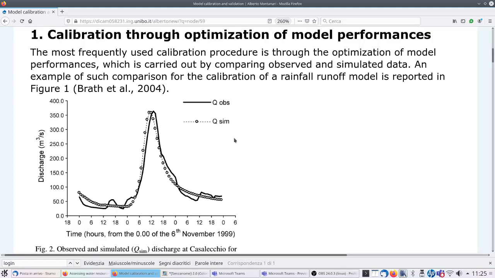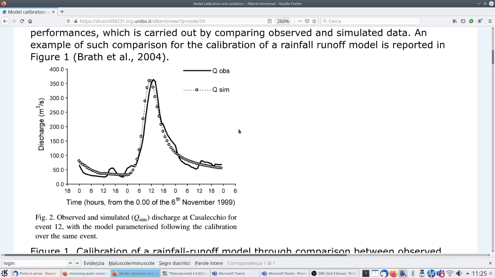Here you see an hydrograph in this figure, and this is an hydrograph where you see the observed data with the continuous line, and the points and the dashed line shows you the model simulation. Actually, this is a very good simulation. Frequently, you don't get as good a simulation. And this is a real case. This figure is taken from a scientific paper. Still, even if it's very good, you can see that the simulated hydrograph is anticipated by maybe a couple of hours, 3 hours.